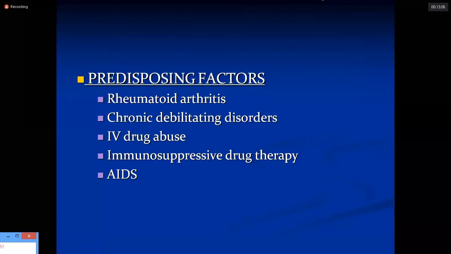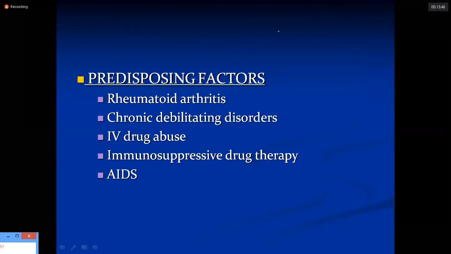Okay, the predisposing factors. A patient of rheumatoid arthritis who is on long-standing immunosuppressive drugs, or many times on steroids, which are again immunosuppressive drugs, has a high chance of infection anywhere in the body. So chronic debilitating disorders, IV drug abuse, immunosuppressive therapy, or HIV AIDS, these are all predisposing factors which predispose to septic arthritis.